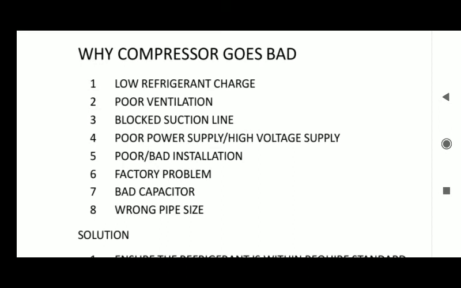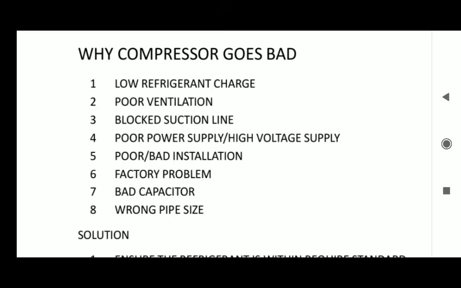If you do not have that experience, you might not know what the problem is. Poor power supply can also affect it, and this is a general problem in Nigeria. That's why you see that most companies rely on diesel generators. High voltage supply could also affect your compressor. If your compressor does not have what they call an AVR, automatic voltage regulator, there's every tendency that high voltage can go into your system and burn out your compressor.